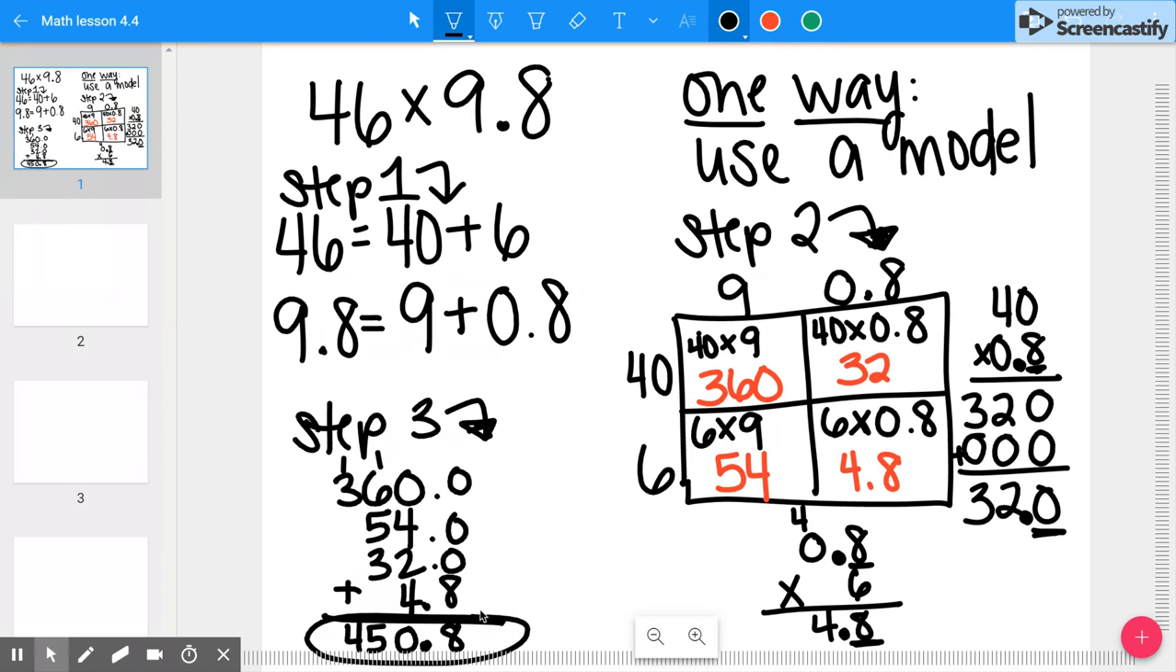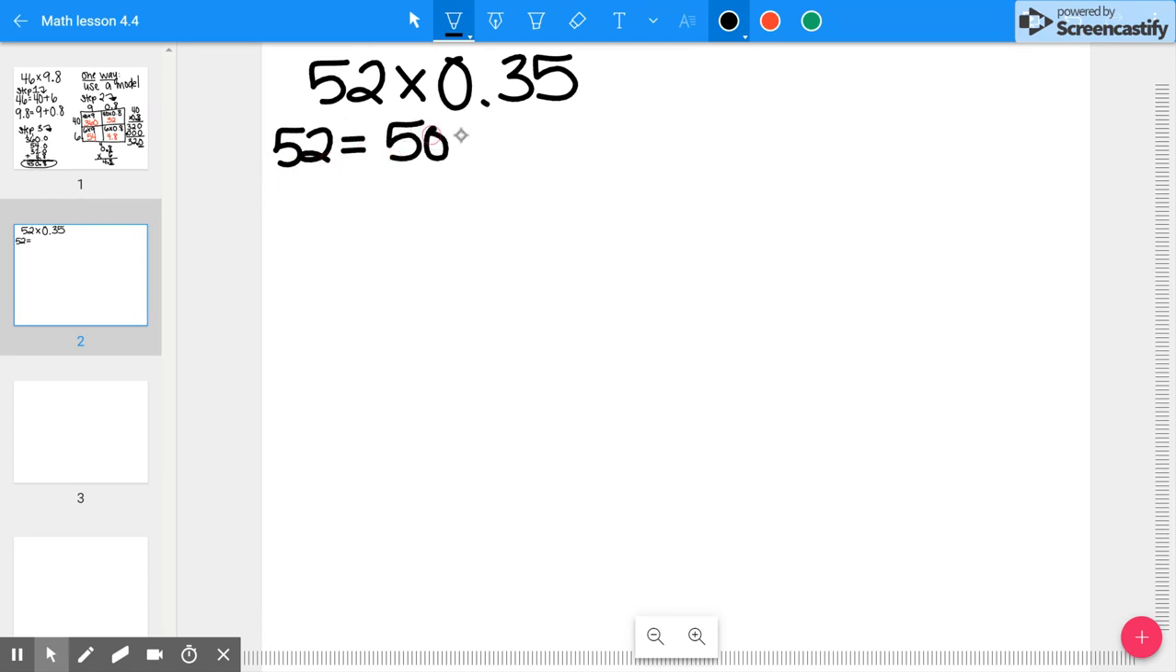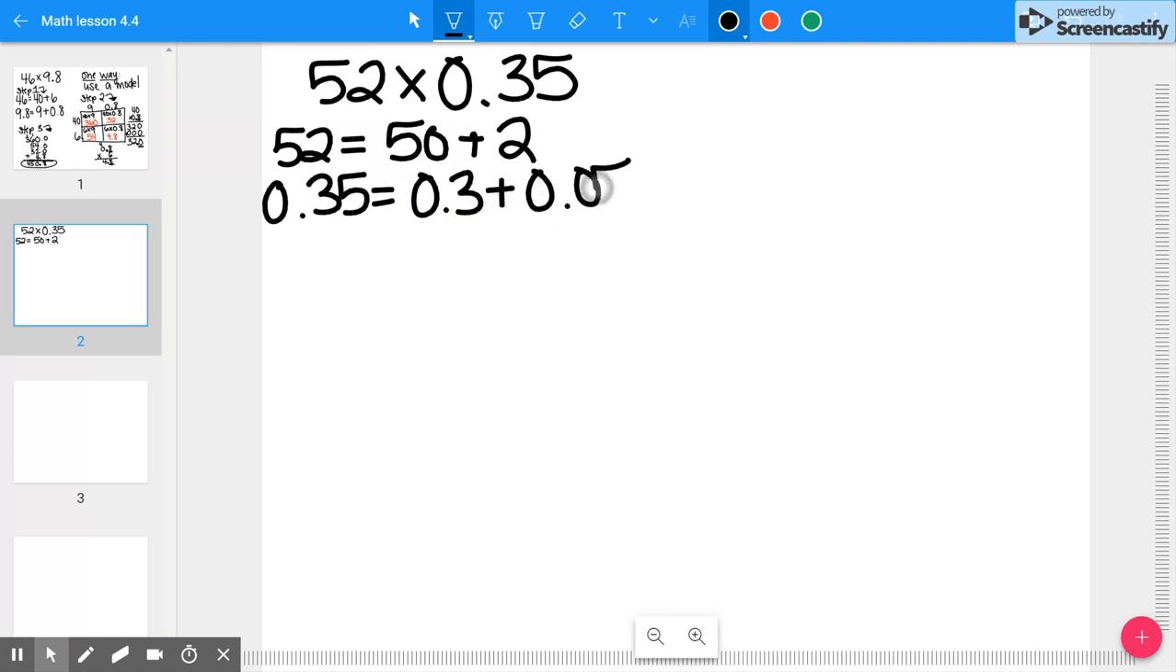So let's look at another problem where we use this procedure. So if I have the problem 52 times 35 hundredths. Let's use a model to solve this. So my step 1 is to turn this into expanded form. So I'm going to start with the 52. I'm going to say 52 is really saying 50 plus 2. And then when I look at the 35 hundredths, that's really saying 3/10 plus 5/100.